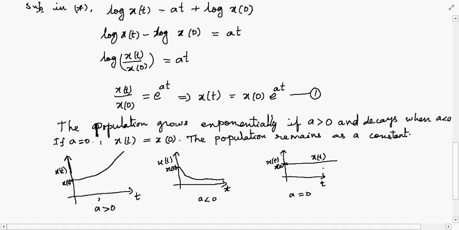Hence, in this simple population growth model, the population grows or decays exponentially according to the constant a, whether it is greater than 0 or less than 0. Suppose this a is equal to 0, then the population remains constant.